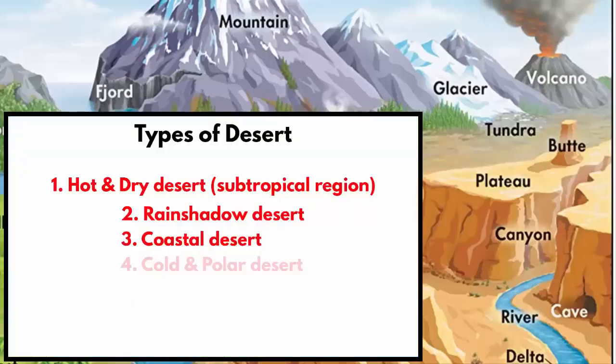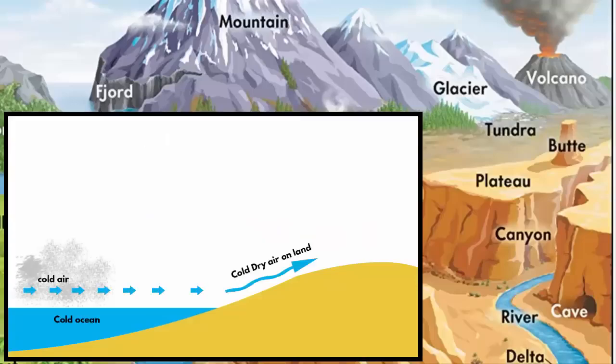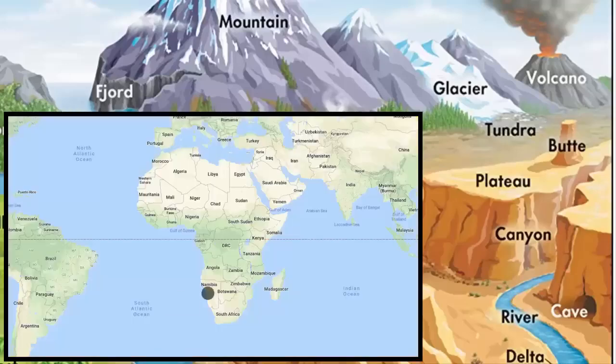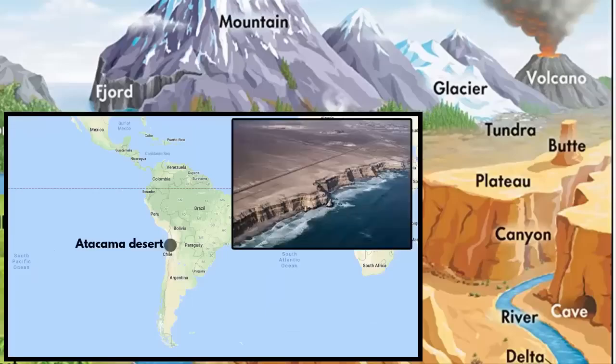The third type of desert is coastal deserts. When cold ocean currents blow towards the shore, these winds are cold because they are in contact with cold water, and they produce a layer of fog, which is a thick cloud of tiny water droplets that are too small to fall as rain. Now this heavy fog moves onto the land, but the sun's heat makes it disappear during the day. Since there is no rain, the coastal region turns into a desert. Some examples of coastal deserts include the Namib Desert in southwestern Africa and the Atacama Desert in Chile.